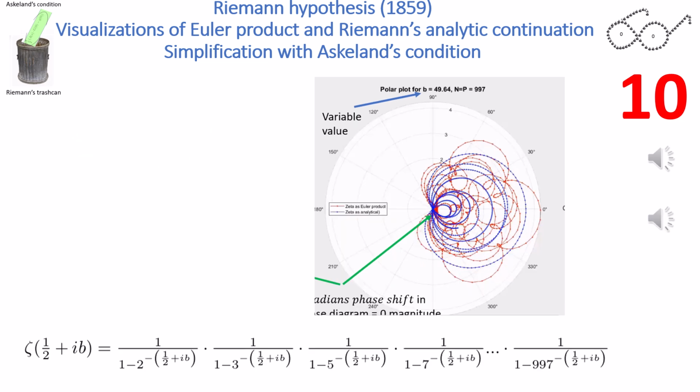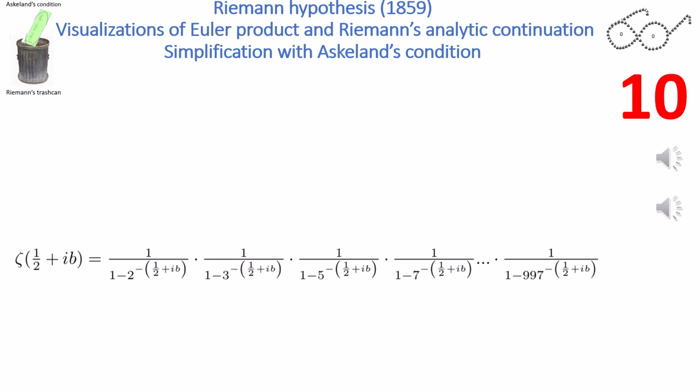So the red polar plot is made with this Euler product. Use all primes up to 997 and calculate the product. Plot the result for b between 12 and 50. The only way this product can be 0 is as the limit where the denominator becomes infinitely large. But then we need infinitely many primes.